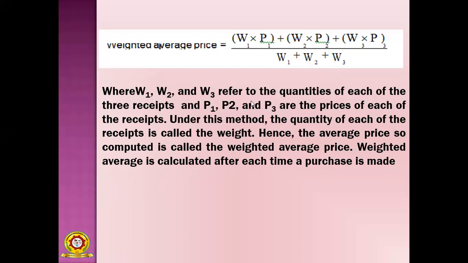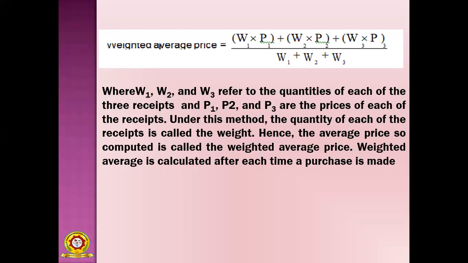So there is a formula. Just see the formula, then you will understand. Weighted average price equals W1 into P1 plus W2 into P2 plus W3 into P3, divided by W1 plus W2 plus W3. Where W1, W2 and W3 refer to the quantities of each of the 3 receipts, and P1, P2 and P3 are the prices of each of the receipts. Okay, so these two are different. I'm explaining with some example.